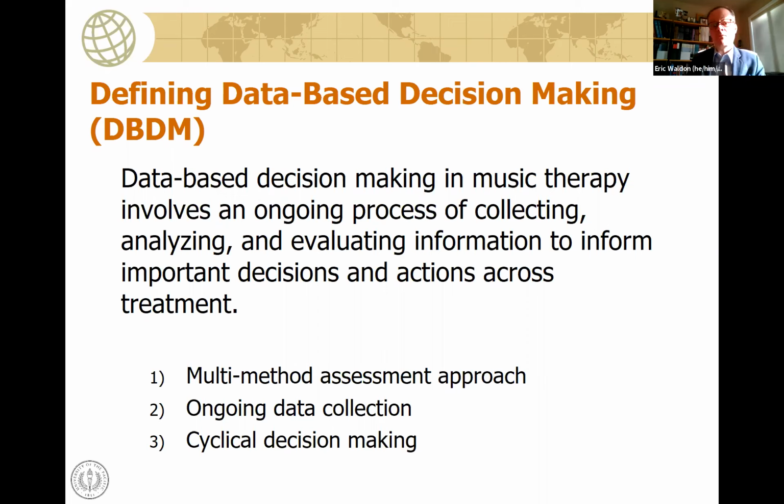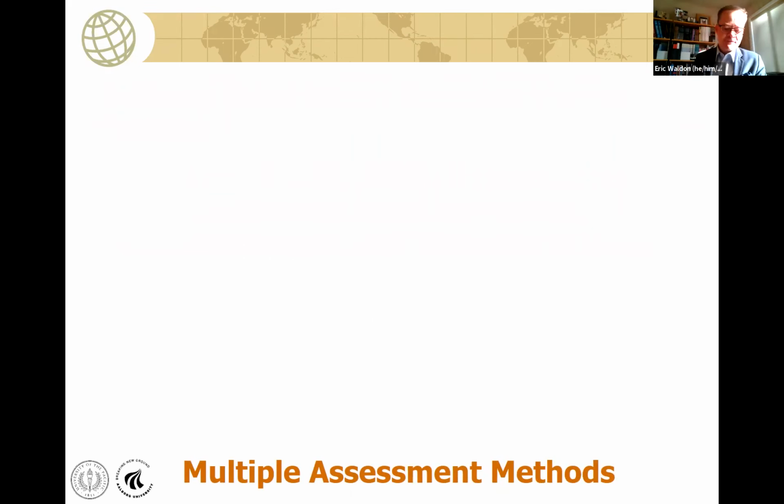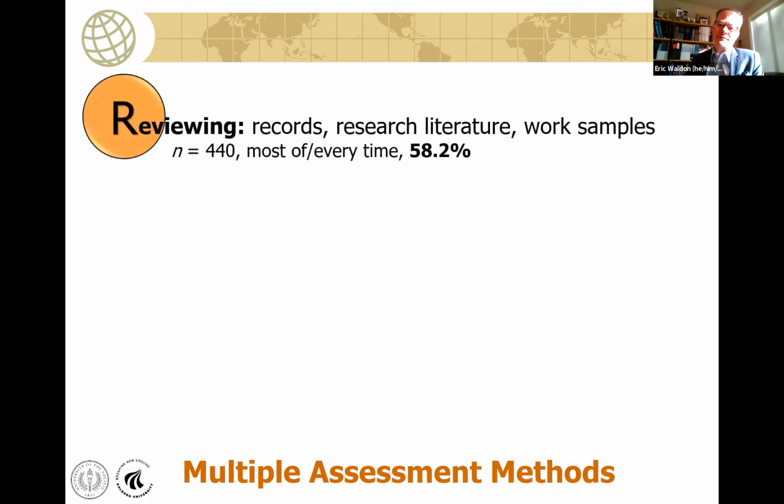So let's talk a little bit more about it. Let's talk about these assessment methods first. The first assessment method is reviewing. Okay, so reviewing is a part of assessment.